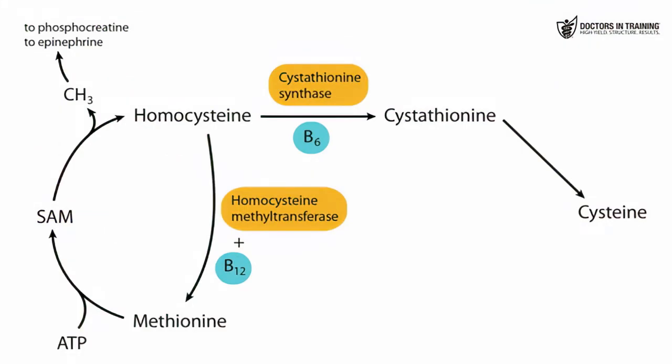So how do we treat homocystinuria? Again, you have to know the metabolic pathway. You have to get around that metabolic pathway. If it's a cystathionine synthase problem, then you're going to decrease methionine in the diet.